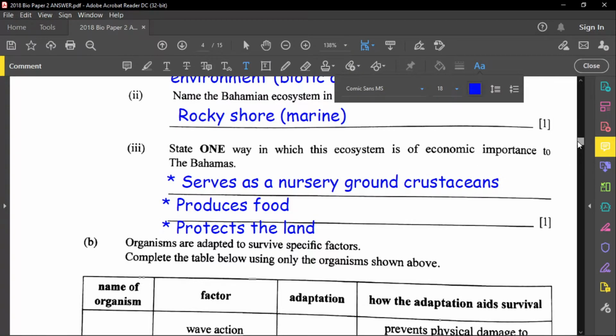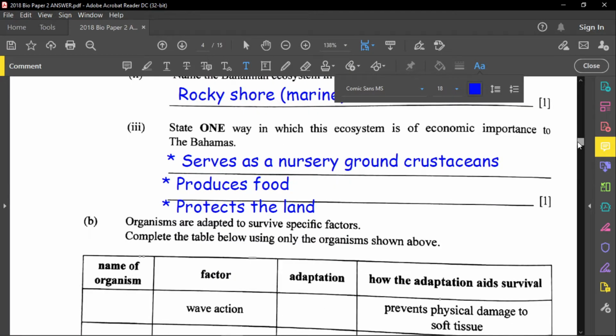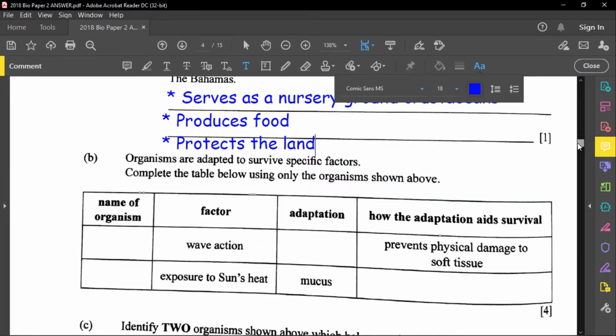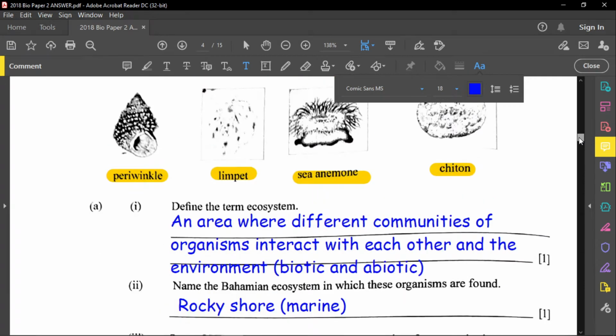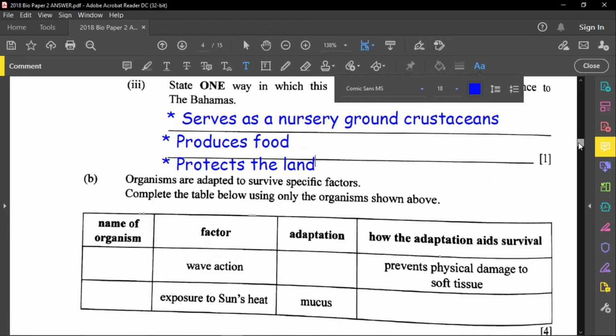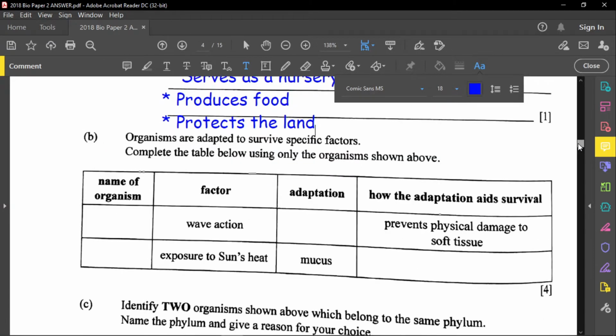For part B, it says organisms are adapted to survive specific factors. Complete the table below using only organisms shown above. The organisms shown above here are the periwinkle, the limpet, the sea anemone, and the chiton. I'm very sorry that the pictures are not as clear as I want them to be. So here now, the first column is the name of the organism, then the factor, then the adaptation, then how the adaptation aids survival.